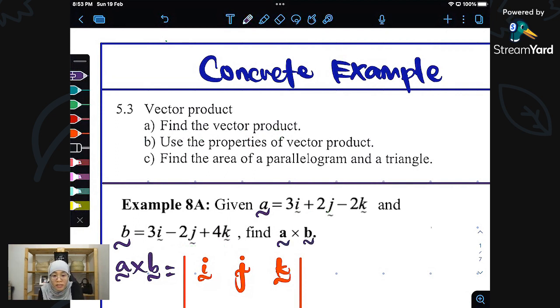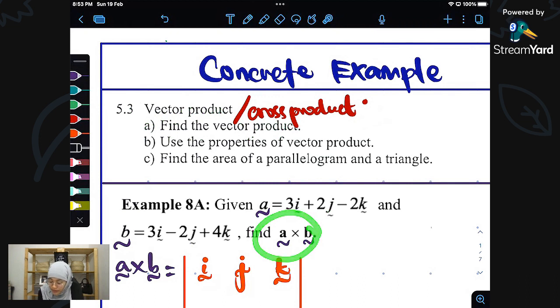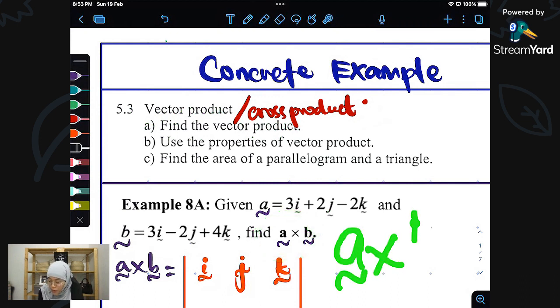Okay, we call this cross because of the vector product, but it is also called the cross product. We usually call this the cross product during our SPM level, but now we call it the vector product. It's the same thing anyway. Sometimes I would call it cross product, sometimes I would call it vector product. So this one I'll mention as A cross B.